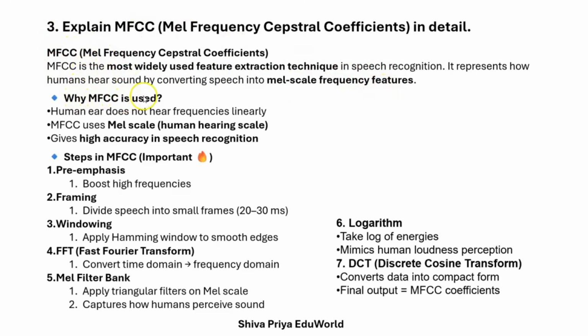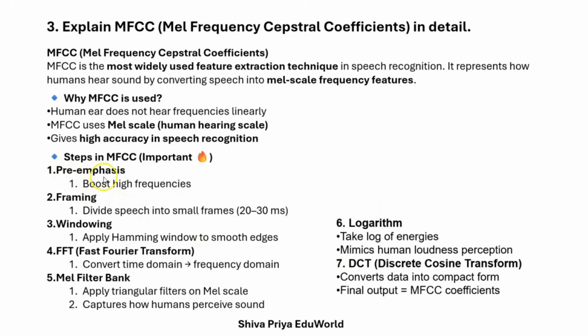And why is MFCC used? The human ear doesn't hear frequencies linearly. Clear? MFCC uses the Mel scale, that is the human hearing scale, and it gives high accuracy in speech recognition. And we have some steps in MFCC: pre-emphasis, framing, windowing, FFT, Mel filter bank, and logarithm, DCT. These are all the steps involved in MFCC.